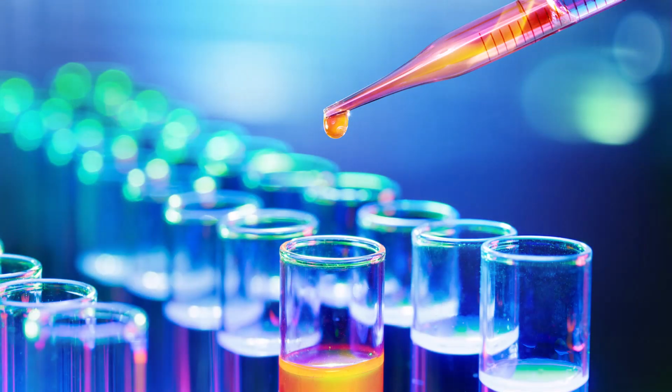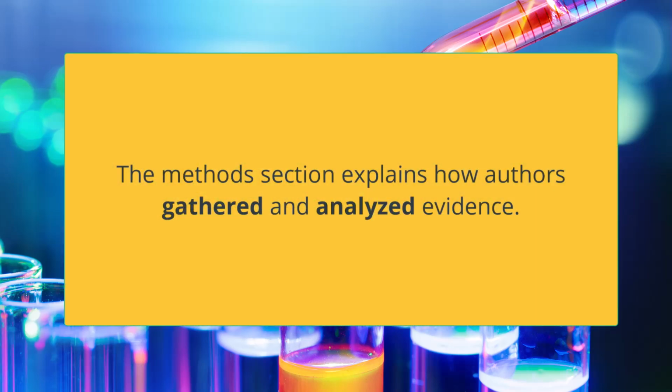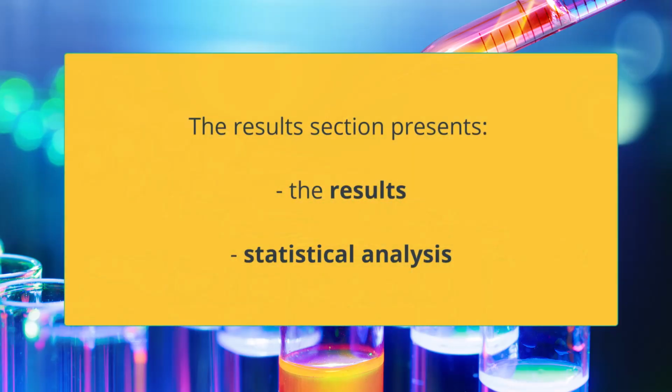After the literature review, some articles will also include a section on the methods used in the article. This is especially common for research done in the natural, physical, and social sciences. The methods section explains the way the authors gathered and analyzed the evidence in their article. If the article has a methods section, it will almost always be followed by a results section that presents the results alongside statistical analysis of them.